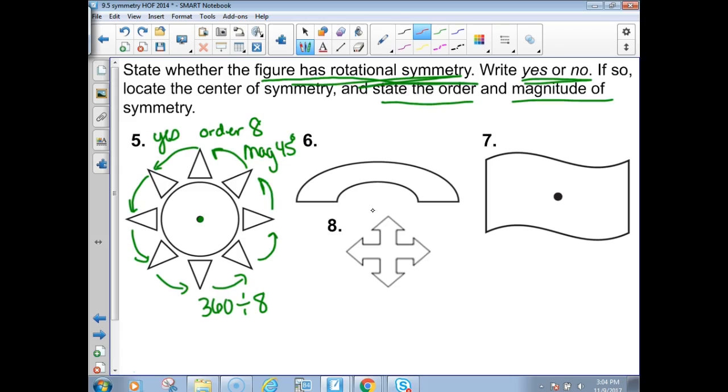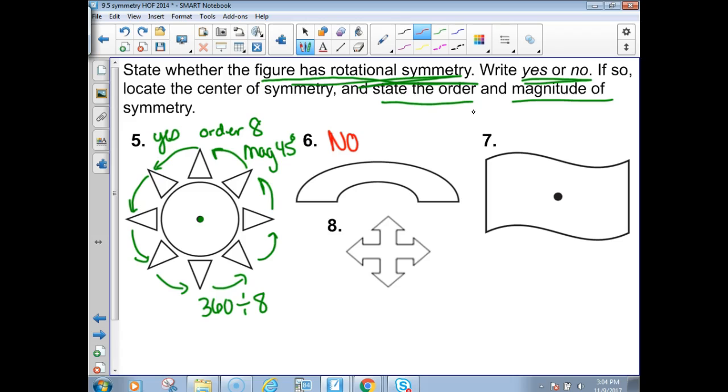Number 6 looks like an old-fashioned phone's handset, kind of. It's the same on the left and the right, but can you spin it? I could cut it in half with a line of symmetry, but I cannot spin it. If I spin it upside down, it won't look the same. The only way to spin it is to go all the way back around, and that's just not rotational symmetry. So this is a no.